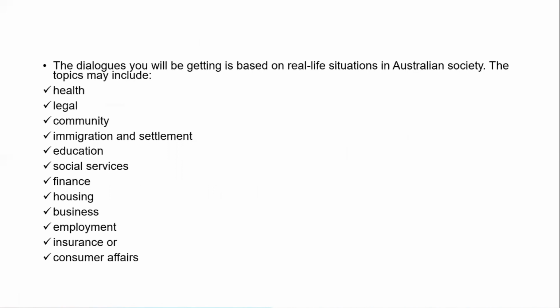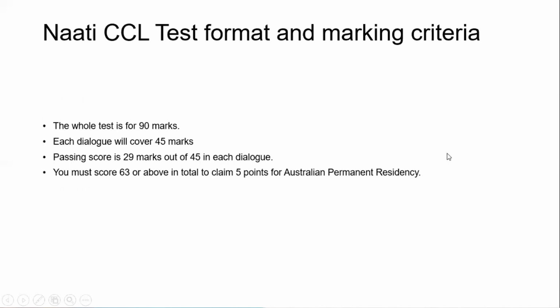So the dialogues you will be getting are based on real life situations in Australian society. Topics may include health, legal, community, immigration and settlement, education, social services, finance, housing, business, employment, insurance, or consumer affairs. So let's understand the marking criteria before we actually go into a conversation and deal with the errors.